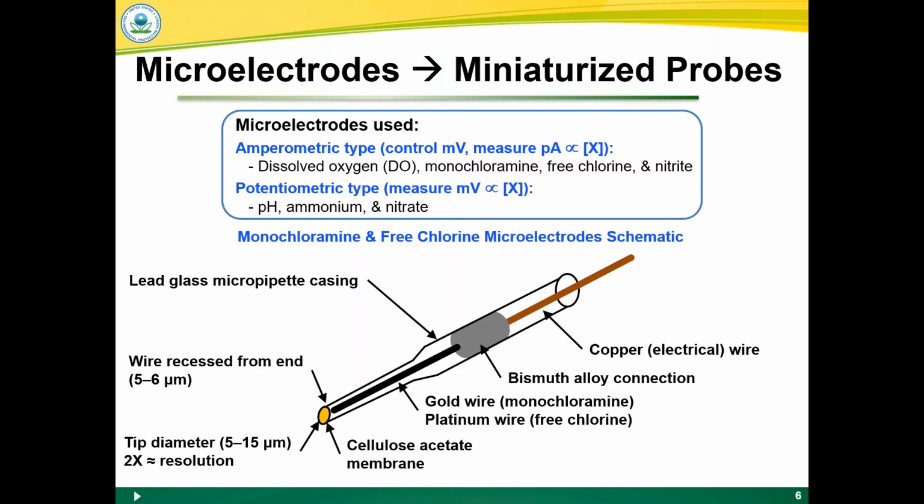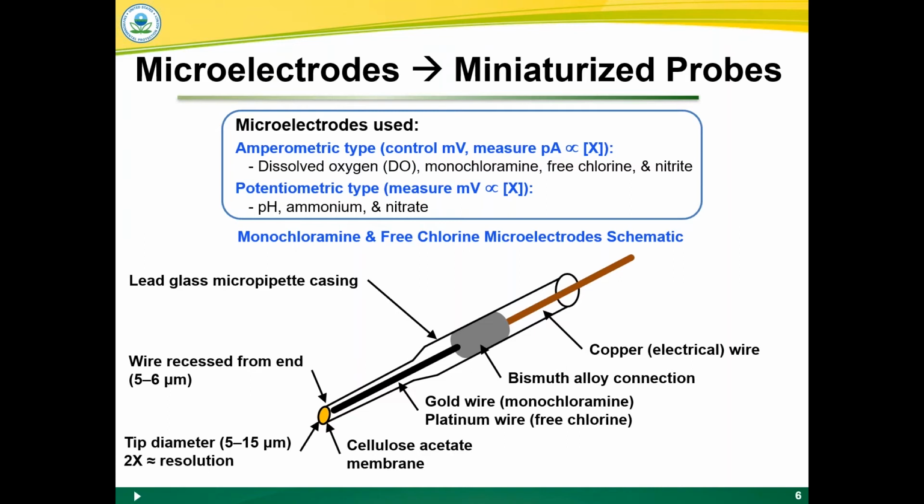The other type is potentiometric, which is more like a pH probe in the lab, where you have a selective membrane and you develop a potential across it, and that potential is then proportional to concentration. What I'm showing here at the bottom is a schematic of the chlorine and monochloramine microelectrodes. I'm not going to go into great detail. The one thing I want to point out is that the tip diameter on these is around 10 microns. So very, very small, and very fragile too.